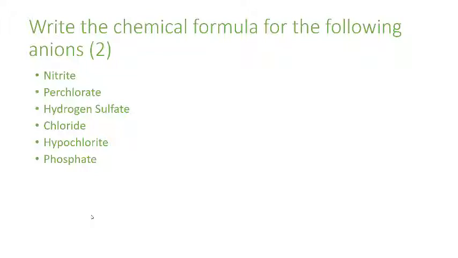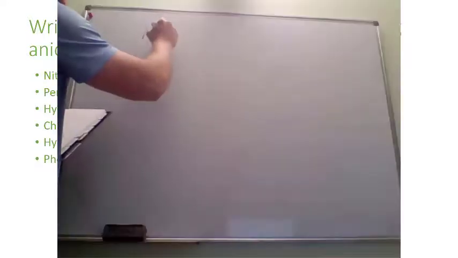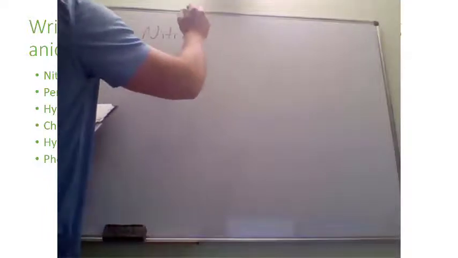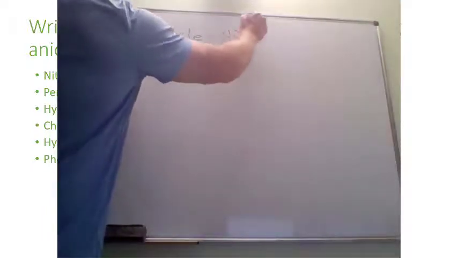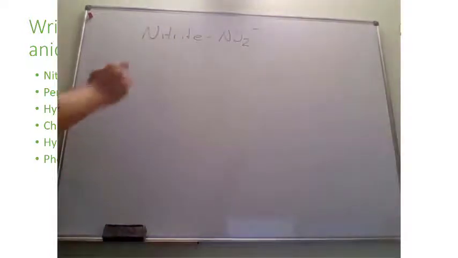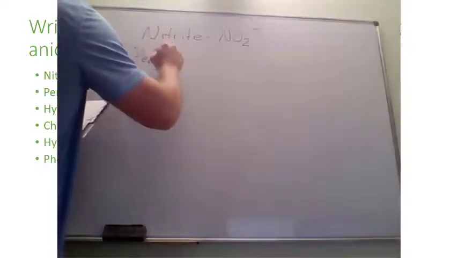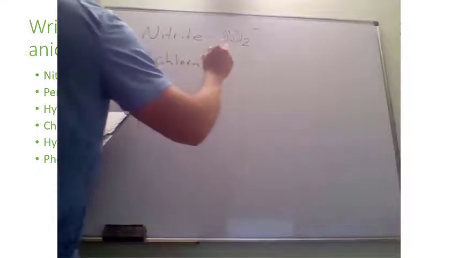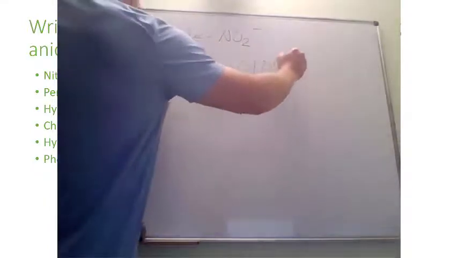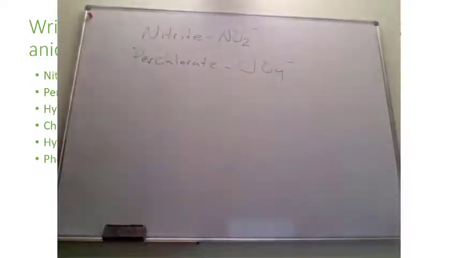All right, so I asked you guys to write the chemical formula for the following anions. I'd pause the video and work through those on your own after you've studied for a while. We'll go through them here together. So nitrite is NO2 minus. So you lost one oxygen. Perchlorate is ClO4 minus. We've added an oxygen.